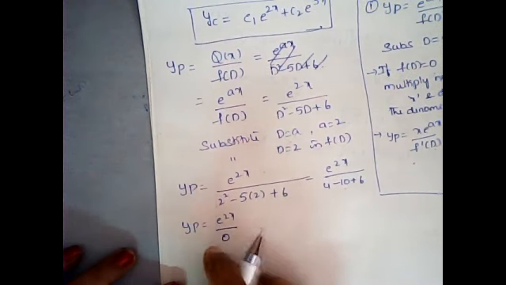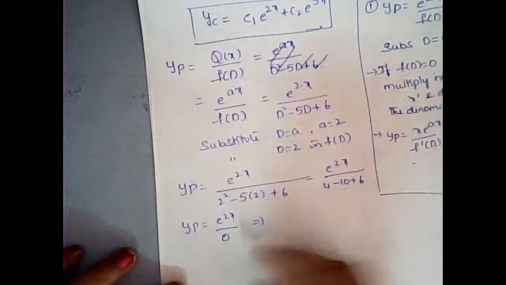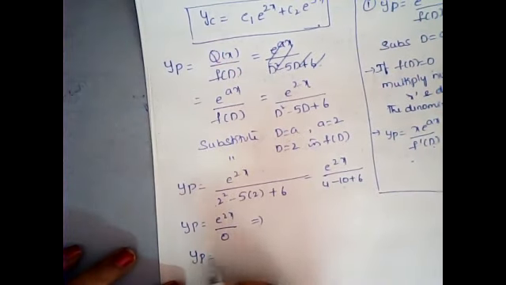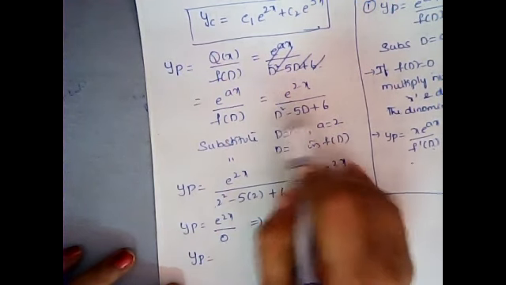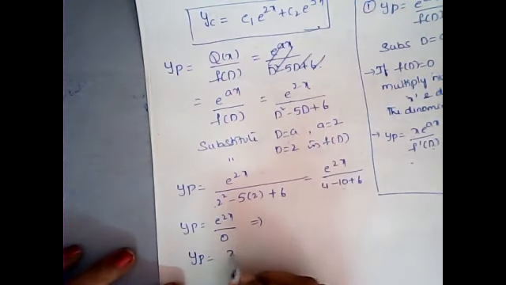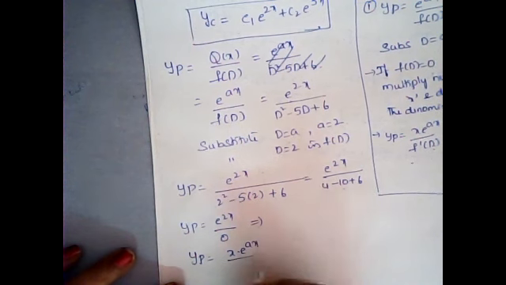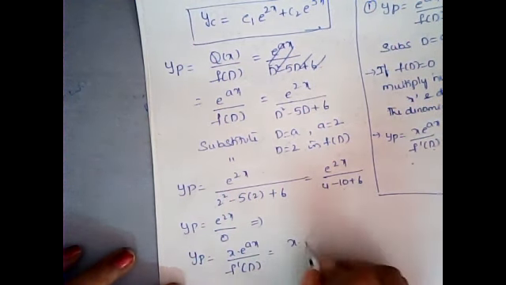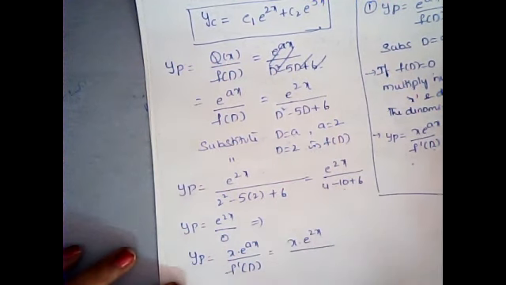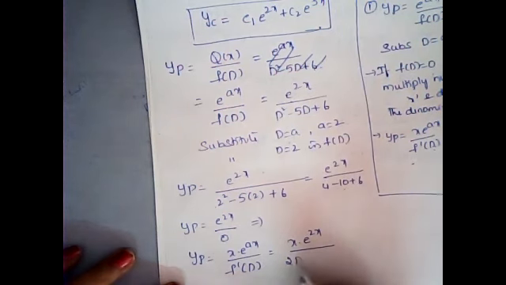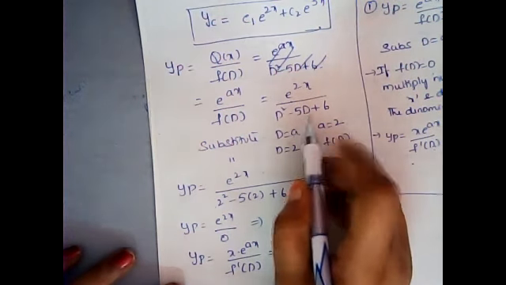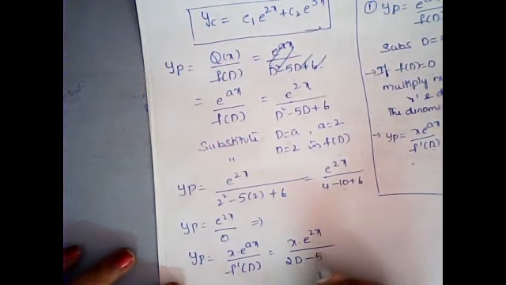So what should I do here? I need to multiply the numerator with x and do the differentiation of the denominator. So yp equals x into e power ax by f dash of D. So x into e power 2x by the differentiation of this. D square differentiation is 2D and D differentiation is 1, so which will be 2D minus 5.